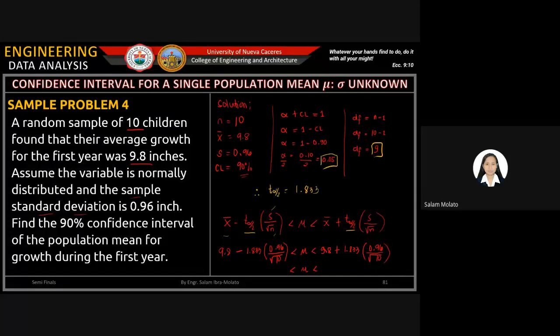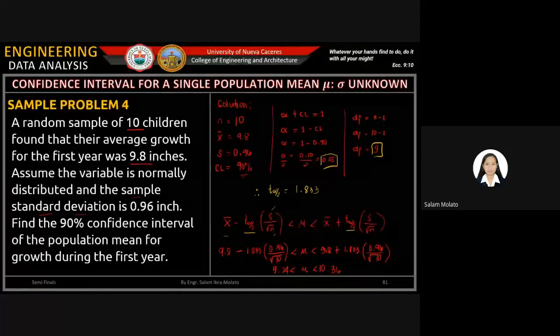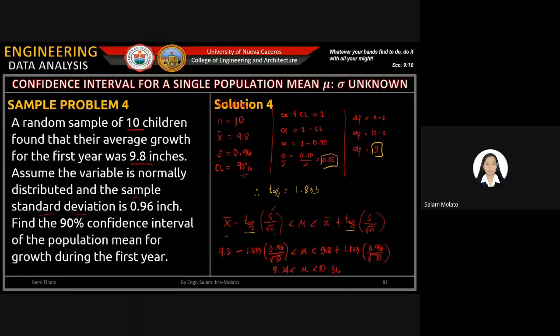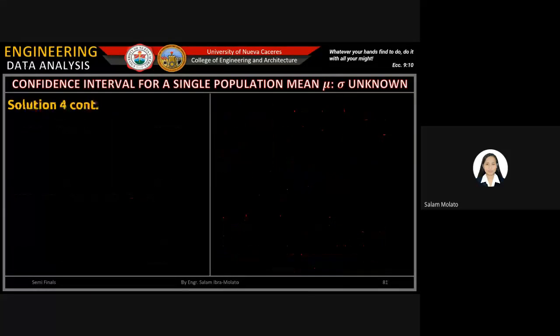Okay. So 9.24, 10.36. Okay, meaning that our value or the mean must be between 9.24 and 10.36. All right. So therefore, we can now make a statement na ano nga yun?